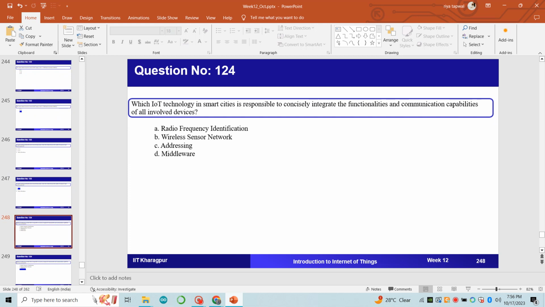Next question is, which IoT technology in smart cities is responsible to concisely integrate the functionality and communication capability of all involved devices? Options are RFID, wireless sensor networks, addressing, middleware. Anyone? RFID. No, it's middleware.